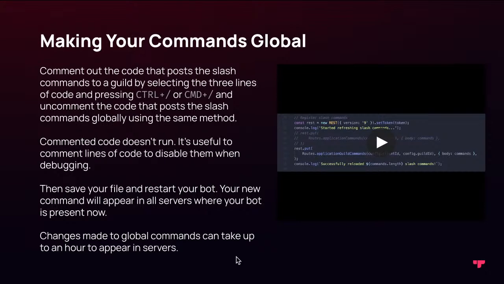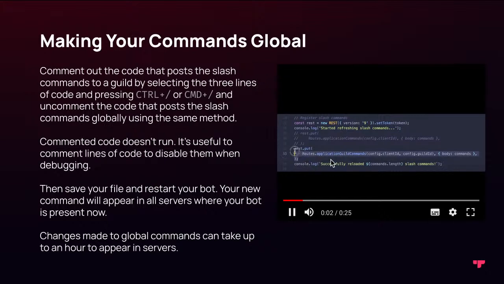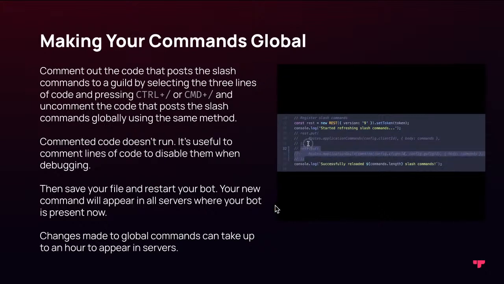We're going to go back to our index file for this, so index.js. And as you can see here in this example, this is our guild commands line here. We're going to just select that and comment it out. So we're going to switch this over. So it's Control and slash, or Command and slash on Mac. So select those lines and do Control slash to comment them out, or just remove the slashes at the front of the lines and then just swap those around. So this will allow us to make our commands global, and it'll stop posting them to the guild.